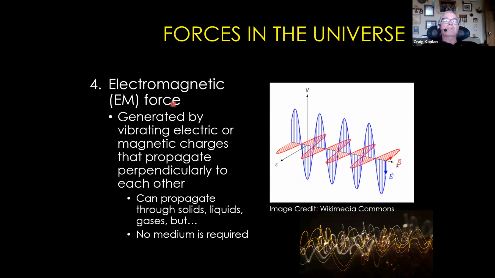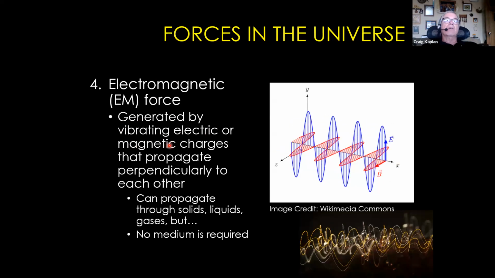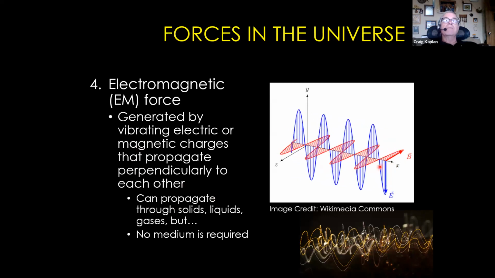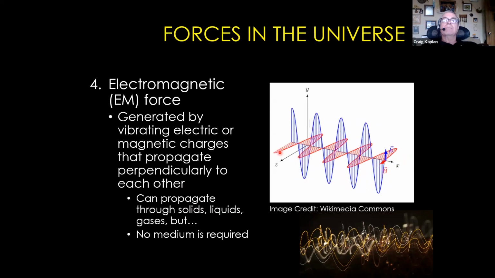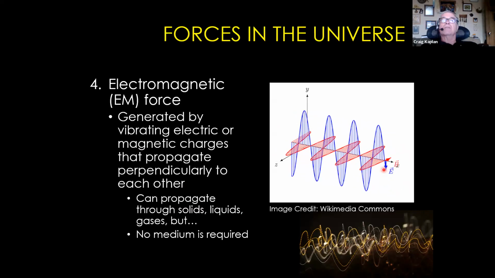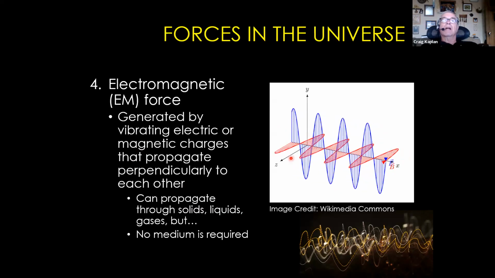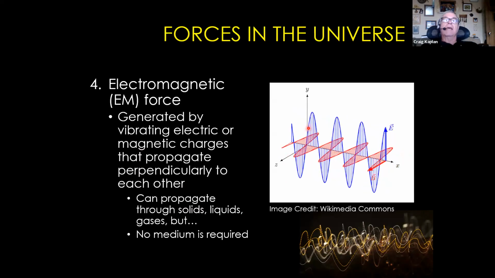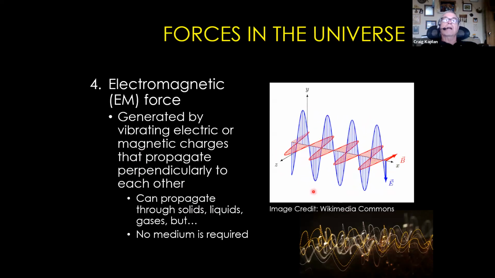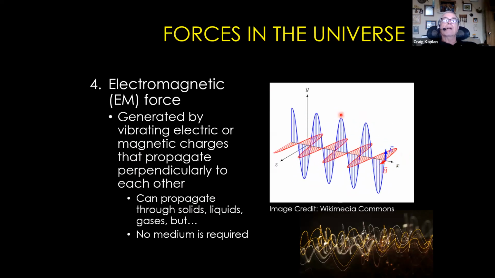And the electromagnetic force is generated by vibrating electric or magnetic charges that propagate perpendicular to each other. So this is an electromagnetic wave. And it can be generated either by this B stands for magnetism. So this is the magnetic wave, and this is the electric wave. And you can start out with a magnetic wave and produce an electric wave to match, or you can start out with an electric wave and produce a magnetic wave. And the two together are an electromagnetic wave.